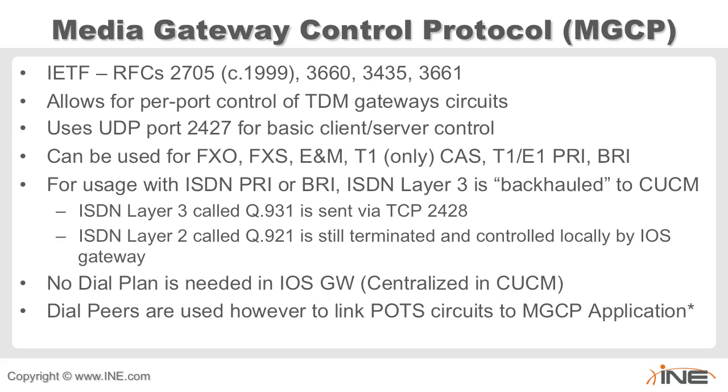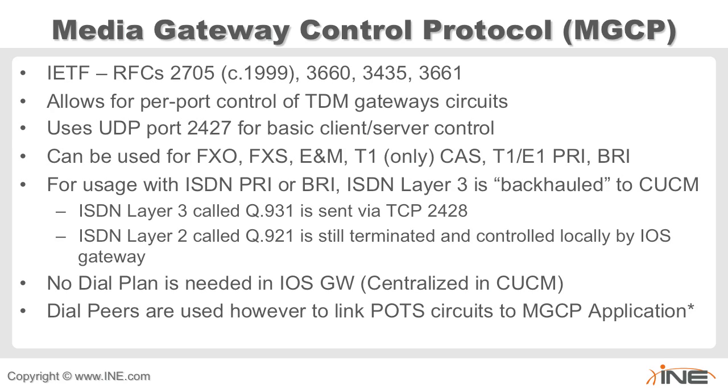For analog, it can be used for T1 CAS, but not E1 CAS. Actually, this support is coming, but I believe it's either 8.6 that it's here. I think it's actually a 9 that it's coming, but it's not here yet. But anyhow, 9 might be here by the time you're listening to this, but it's not necessarily what's in the exam. So T1 CAS, T1 E1 PRI, either flavor, and BRI.